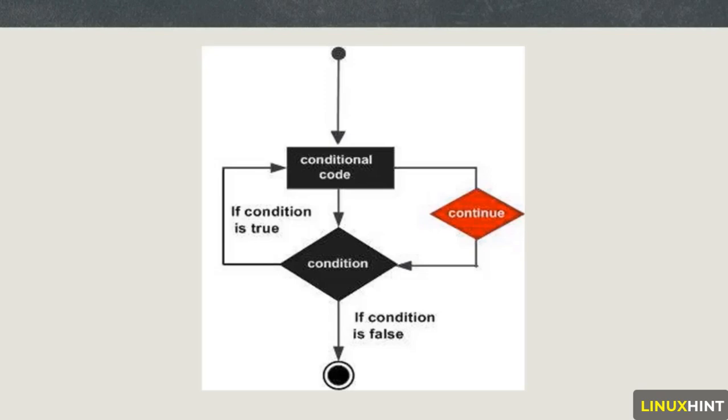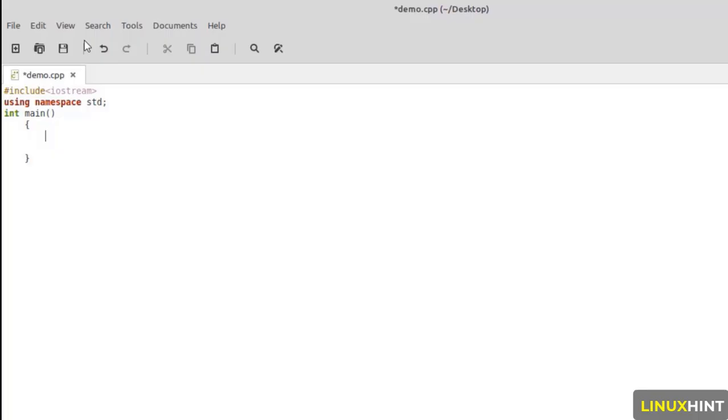Now let's see through an example in C++ how the continue statement works. This is my demo.cpp file. I have included the iostream library and I have defined the namespace and the main function. In order to check the functionality of the continue statement, I start a for loop here: for int i = 0; i < 10; i++. And let me print the value of i here. The value of i is i.